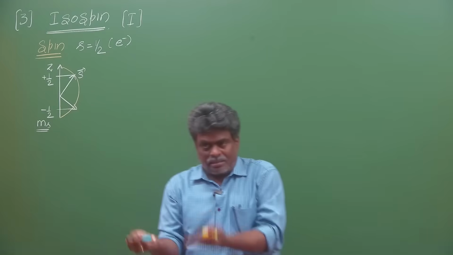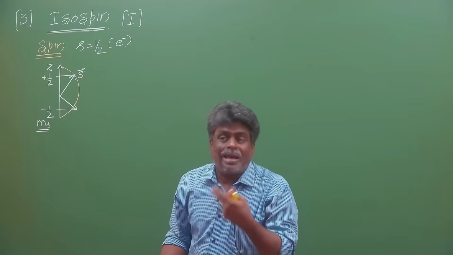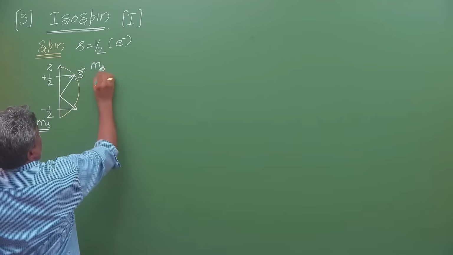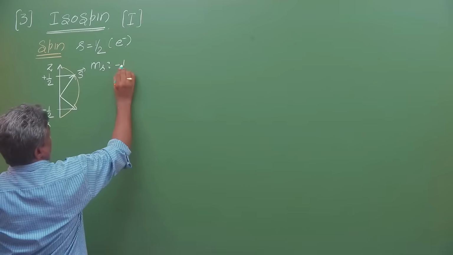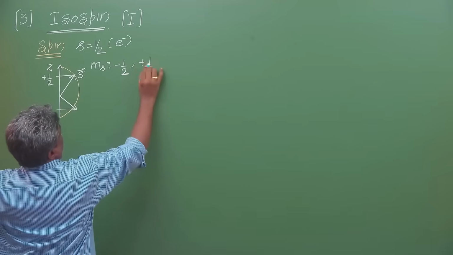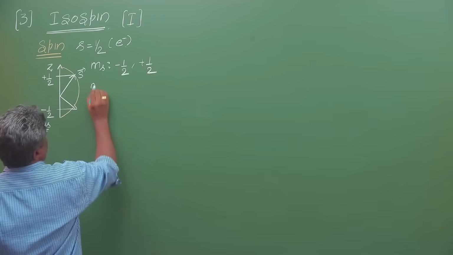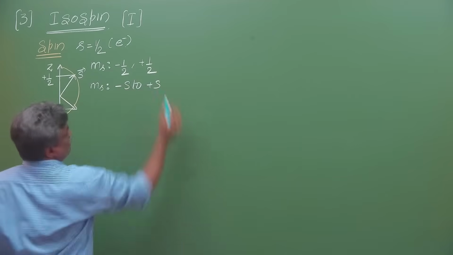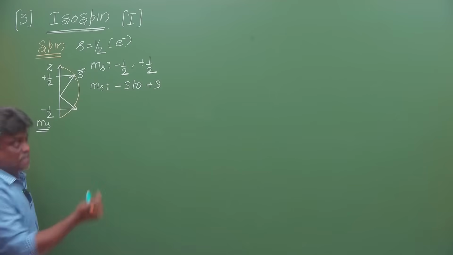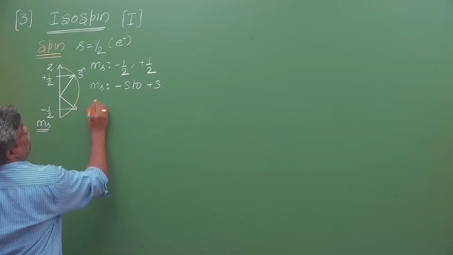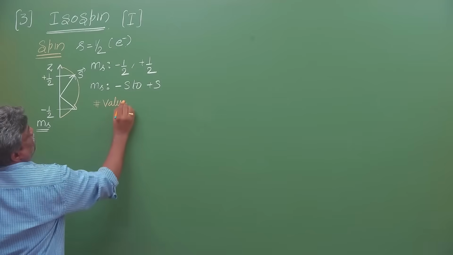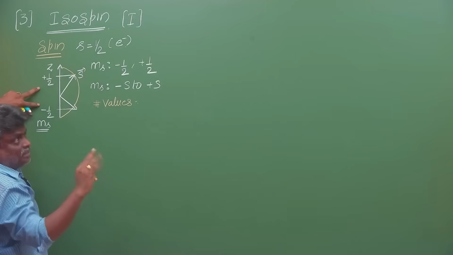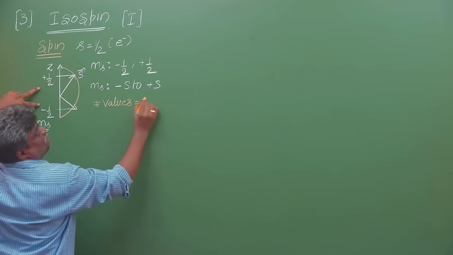Projection of S along the Z axis, what we call MS. I hope you know S is equal to half, then MS takes values from minus S to plus S. But the total number of values, how many here? S is how much? Then the number of values is given by?